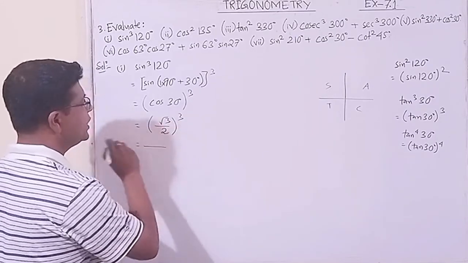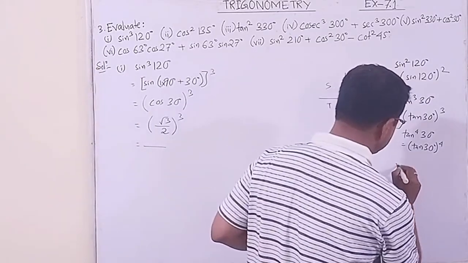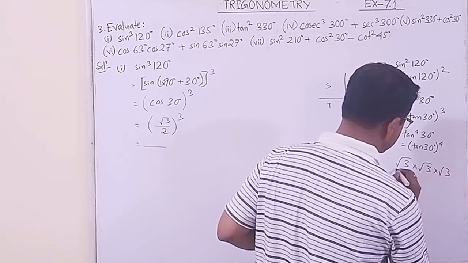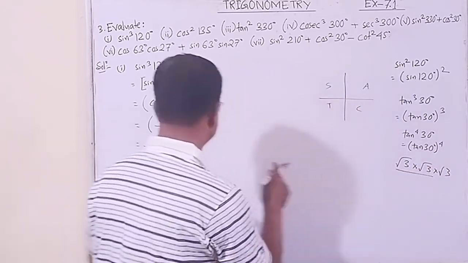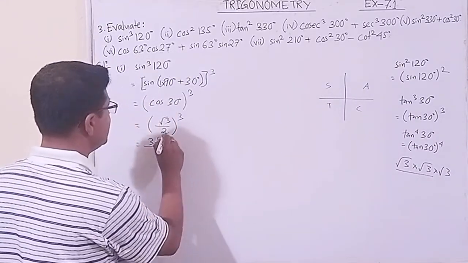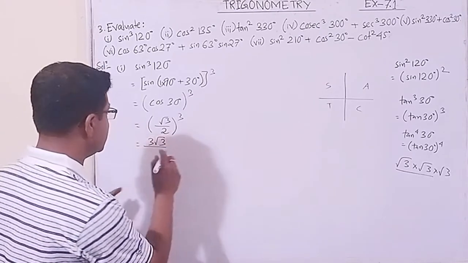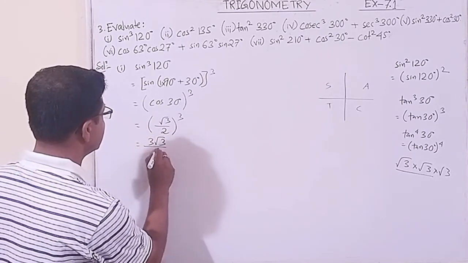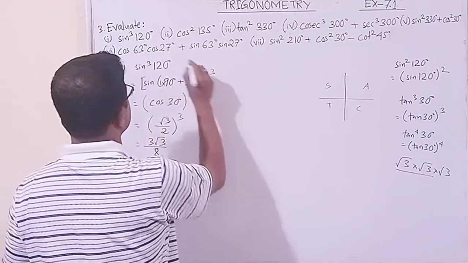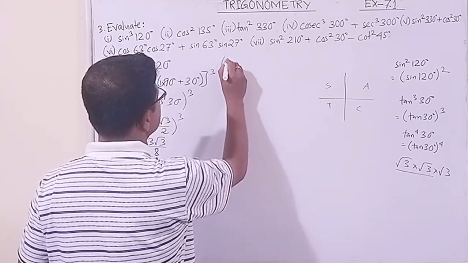Okay, root 3 cube means root 3 into root 3 into root 3. This root 3 into root 3 is 3. Then another root 3 is left. 2 cube means 2 into 2 into 2, it is 8. Got it? Thus we have done number 1. First one we have done. Now second one, let us move to here.